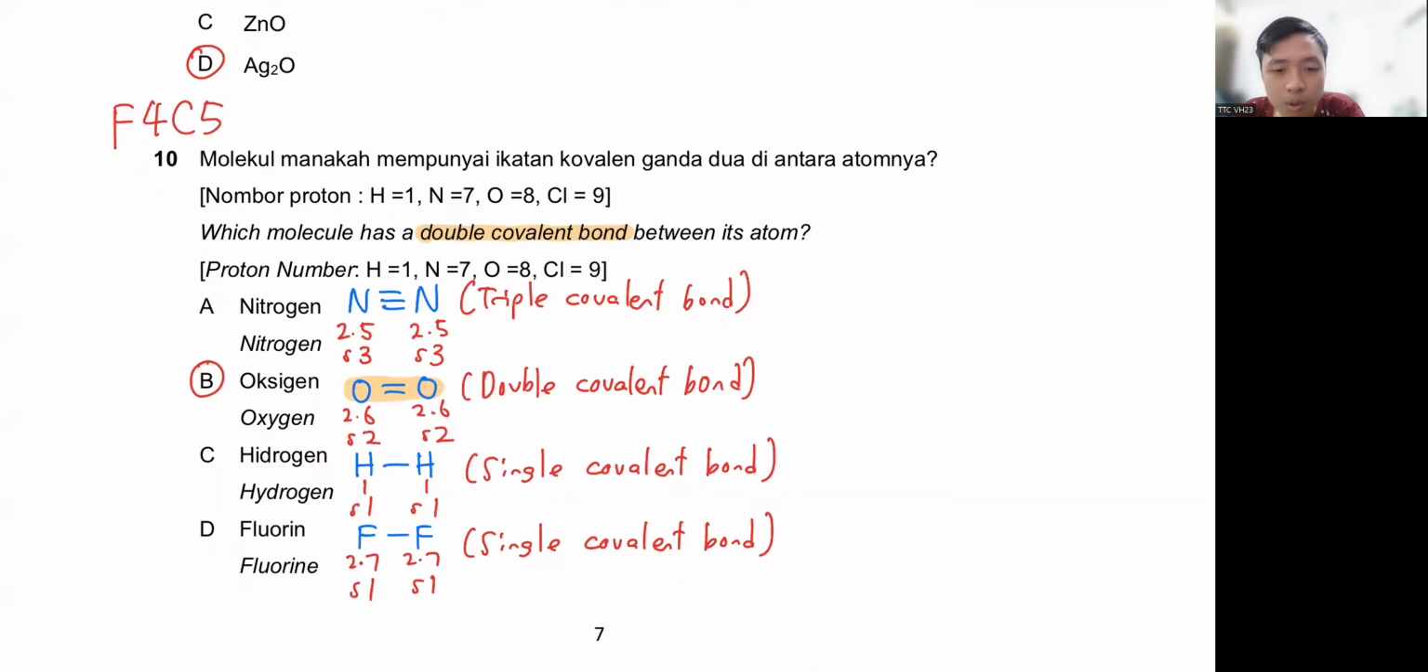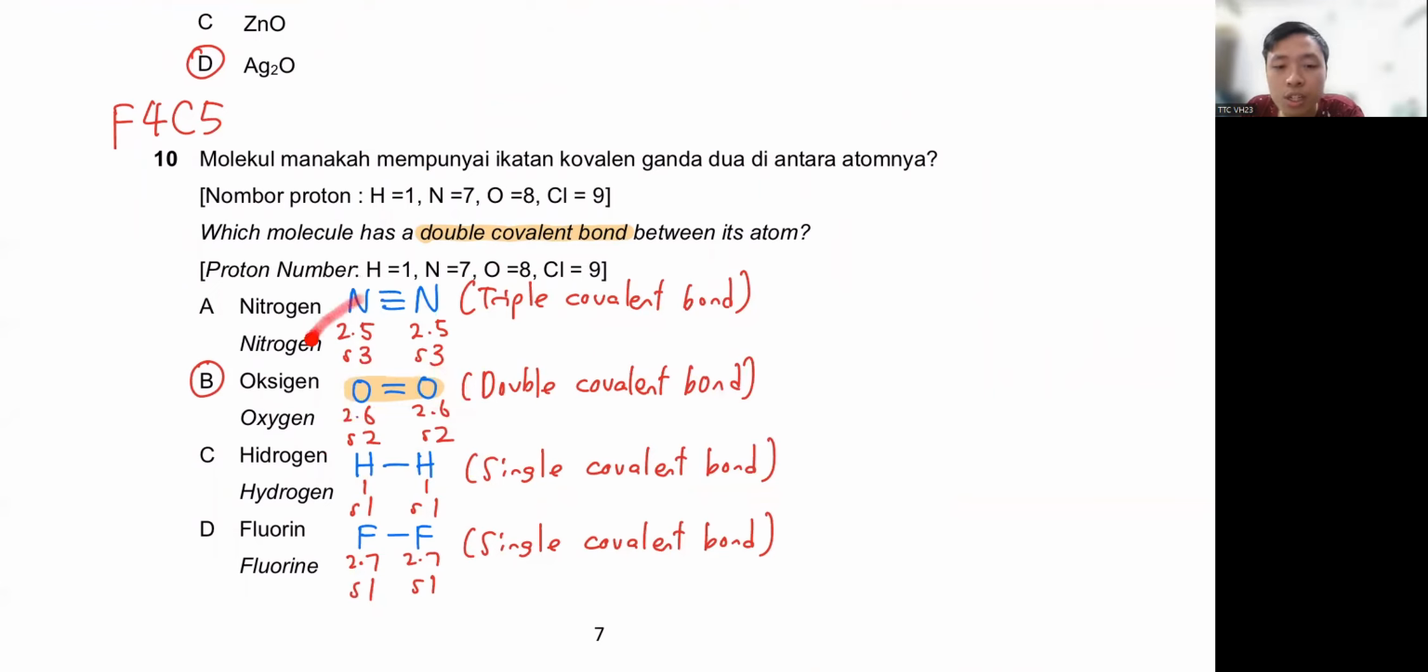Question 10 is Form 4 Chapter 5. Actually B. They're talking about double covalent bond. Double covalent means got double bond. Means they share 2 for each.